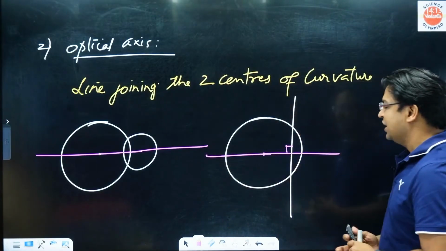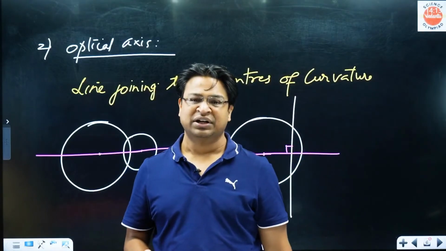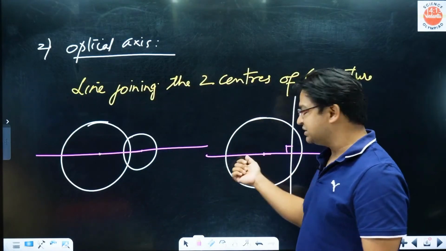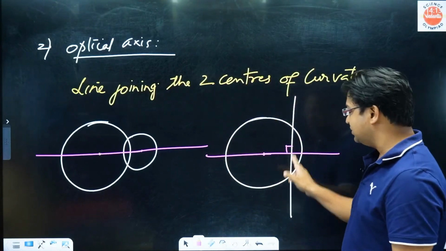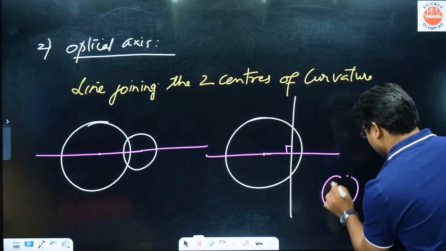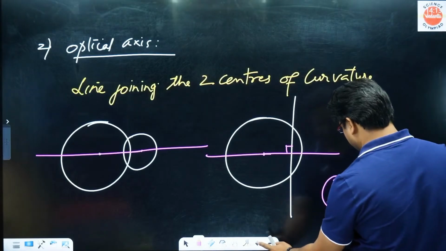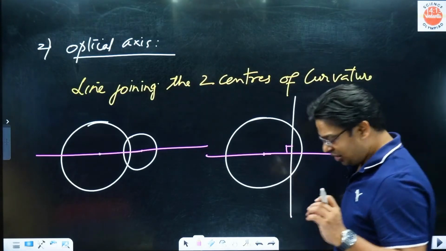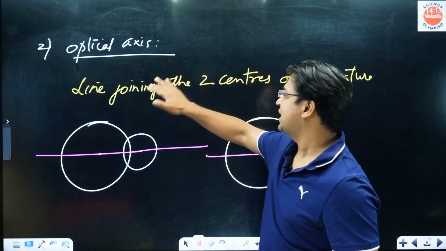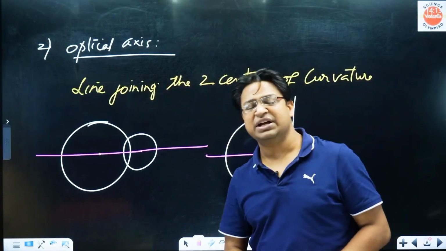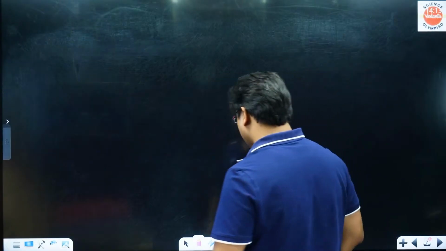Don't you think so? Because if we are considering this as a sphere of infinite radius, and we are trying to draw a line which is passing through the center of curvature of that sphere, then this line should become perpendicular to this, because a line passing through the center of any sphere is perpendicular to the surface. So my point is that the optical axis is something that can be identified intuitively also. Definition-wise, it is the line joining the two centers of curvature, but it is very easy to identify the optical axis intuitively also.